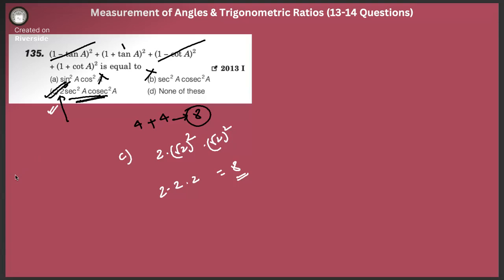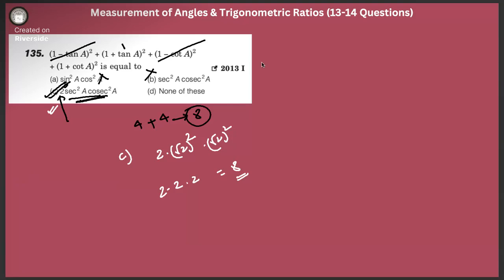What if two options have 2 in them, or all the options have 2 in them, in that case? There won't be that case.